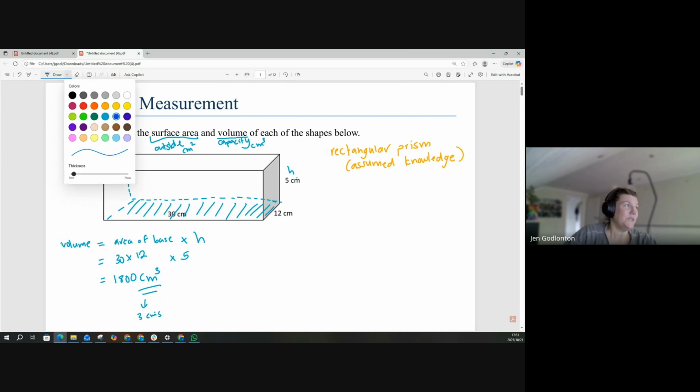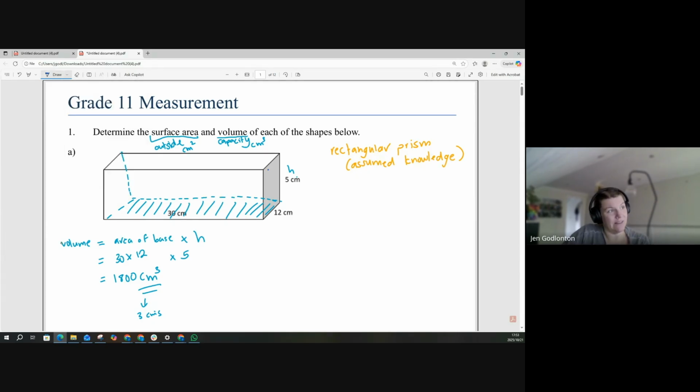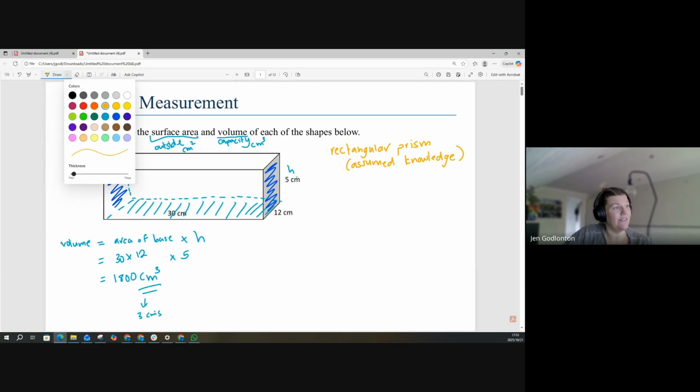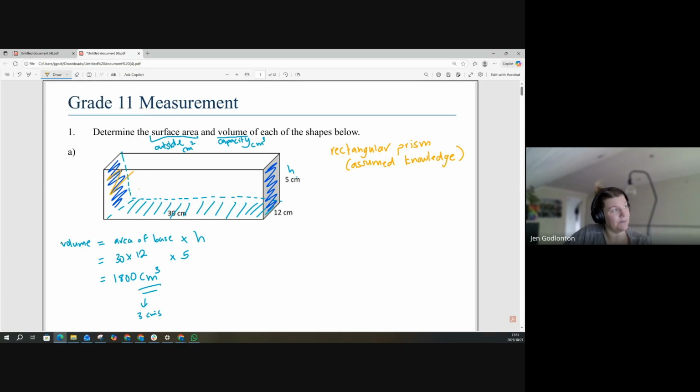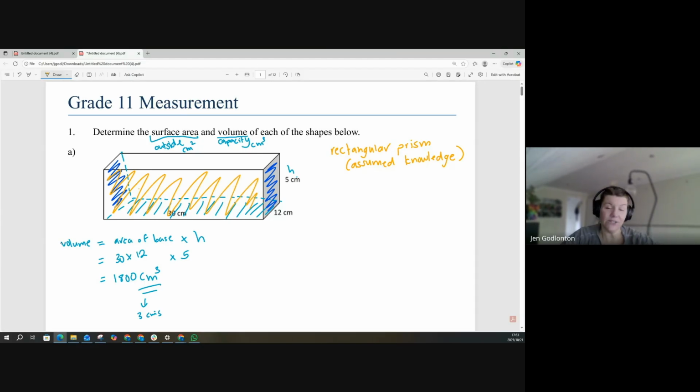And then for our surface area, we've got a whole bunch of different sides. We've got this side over here, and it's identical to this side over here. Then we have our bottom base, which is identical to our top. And then we have the front, so this one over here, which is identical to the back. So all we have to do is we have to work out those areas and multiply it by 2.